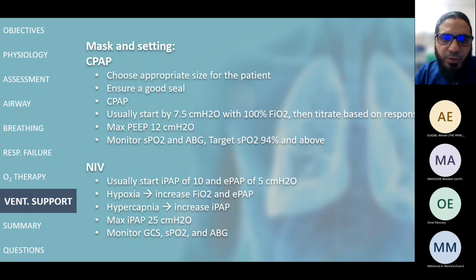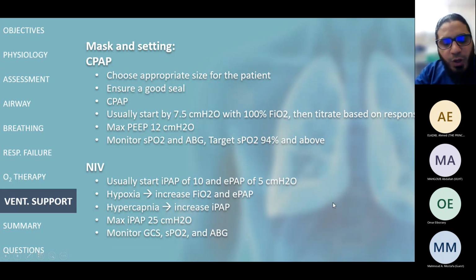Usually you will start with a CPAP of 7.5 and FiO2 of 100%, and then you can titrate them down as per patient response. The maximum PEEP that we have been using is mostly 12 centimeters of water, because we have noticed that more than that it will be uncomfortable for the patient and the system will start to leak as well. Monitor the patient with saturation and blood gases. Usually, if the patient has an oxygenation problem, the target for your oxygen saturation will be 94 and above.